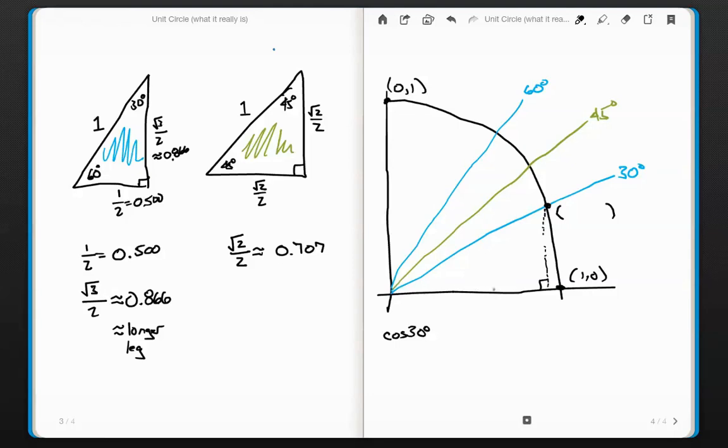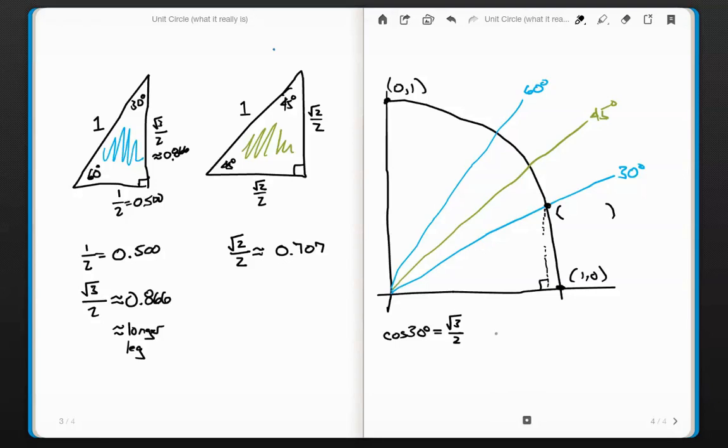I know the adjacent side. It's the longer side, right? It's the longer leg of one of these 30, 60, 90 triangles. So the longer side has got to be the 0.866. That's bigger than the 0.5. So the cosine of 30 is this side here, which is root 3 by 2. It's the x-coordinate, the long leg of a 30, 60, 90 triangle.